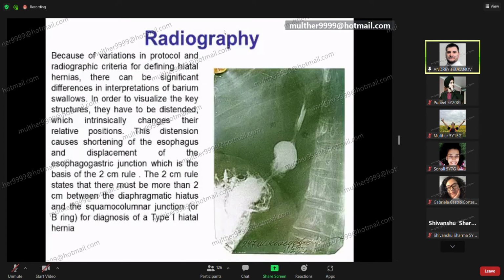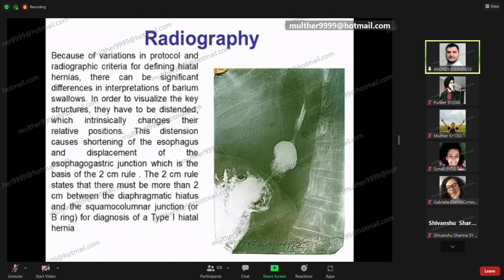Because of variations of protocol and radiographic criteria for defining hiatal hernias, there can be significant differences in interpretation of barium swallows. In order to visualize the key structures, they have to be distended, which intrinsically changes their relative positions.